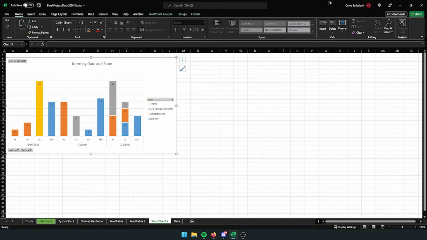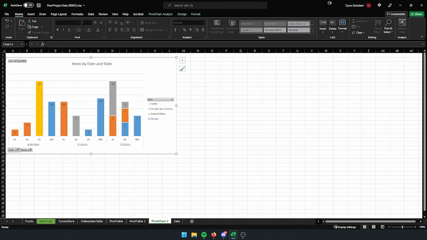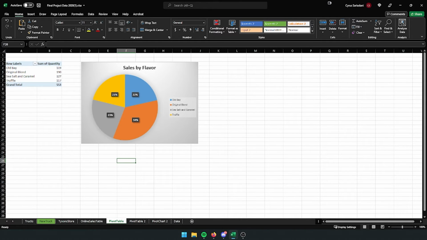And taking a look at pivot chart 2, this one's a little different because it's a little bit more graphical. But we still have these functions down here to show us that we can sort and filter by the state it was sold in as well as the date. And in the original pivot table, we can see a nice pie chart just to show the percentages of what flavors were sold regardless of location.